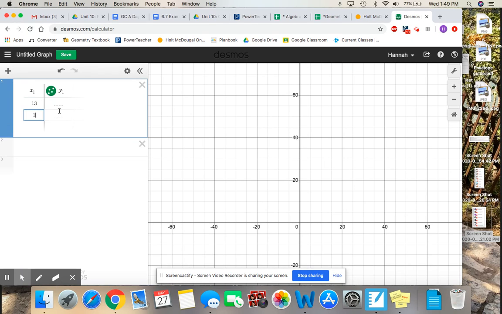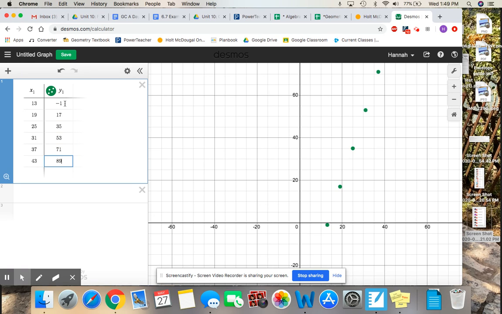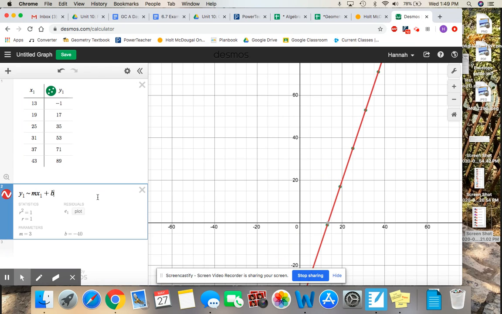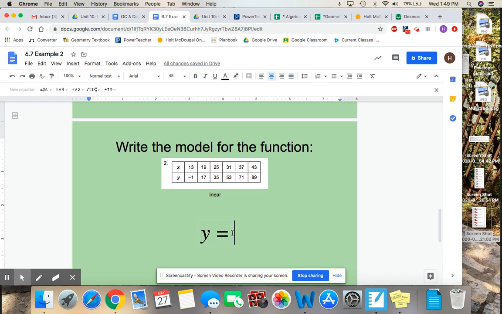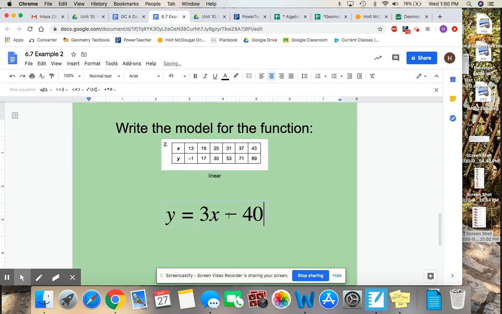So 13, and then -1, 17, 35, 53, 71. Okay. All right, y1, squiggly line, m, x1 plus b. There we go. So our m is 3 and our b is -40. So the function is y equals 3x minus 40. That's it for the second one.